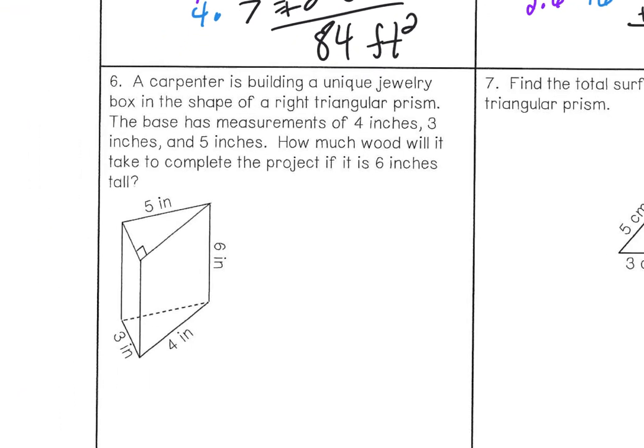Okay, so this carpenter is building a unique jewelry box in the shape of a right triangular prism. It's got these base measurements here. All right, how much wood will it take to make this shape? So that means we're going to do total surface area. With total surface area, let's go ahead and start with the triangles. So we got a triangle down here, one on the top.